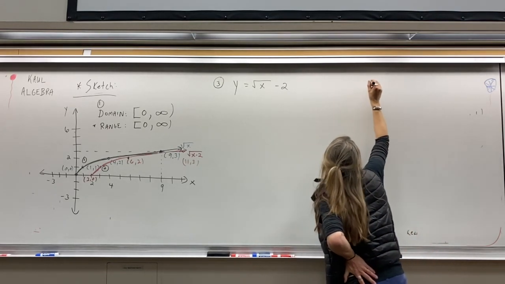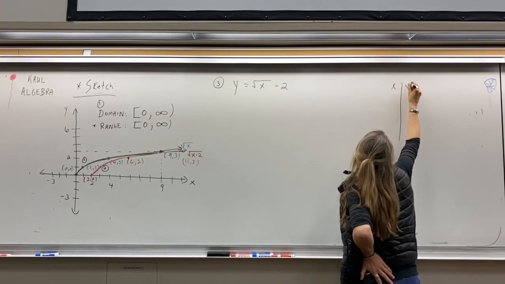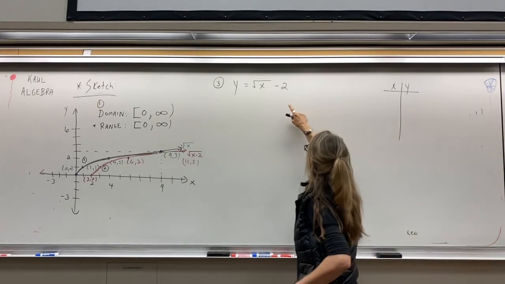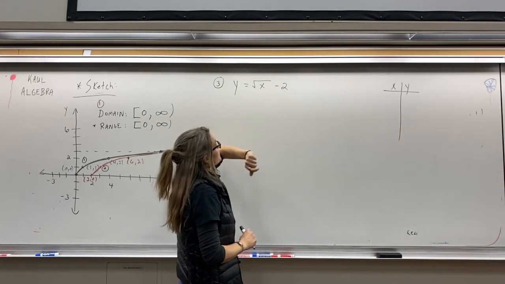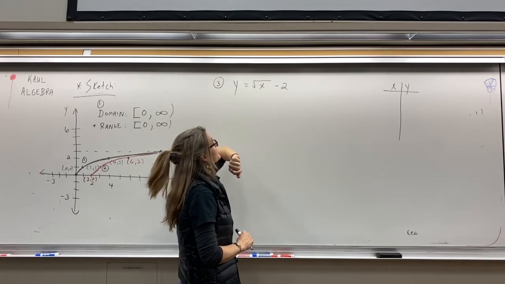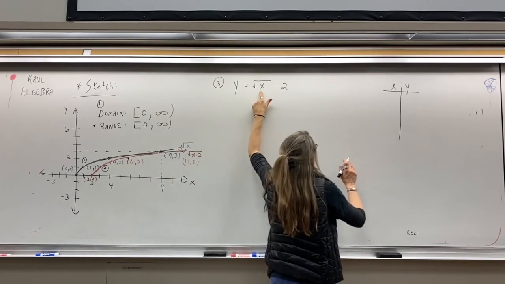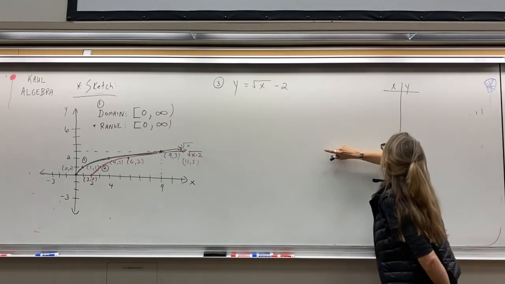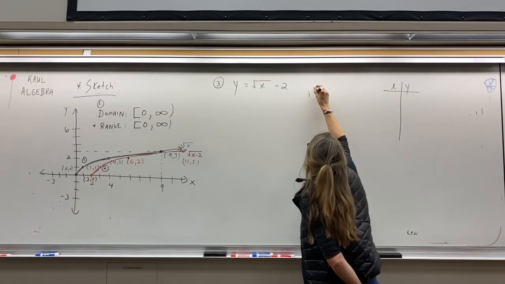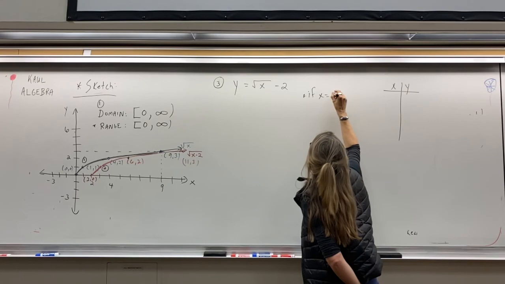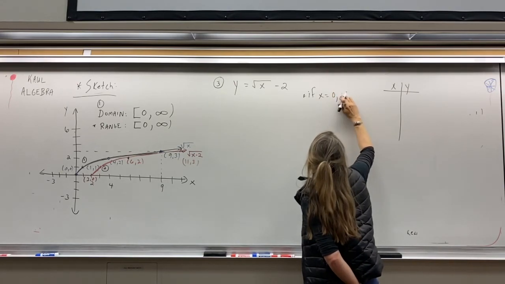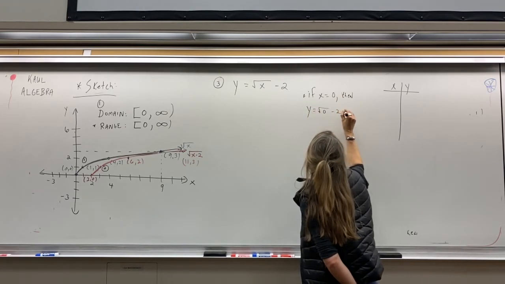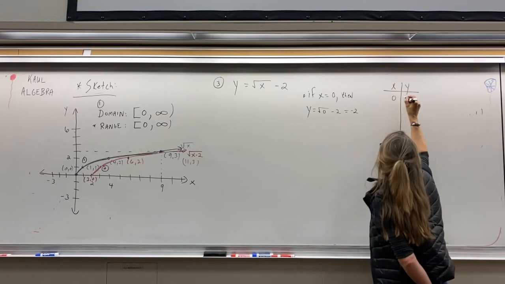My x, y table here. It's going to correlate to my inputs and my outputs, all the points that exist for this equation of this graph. So I want to pick numbers for x, in this case, that are just perfect squares again. And then I just subtract 2 from those outputs. So if x is 0, then my y will equal the square root of 0 minus 2, which equals minus 2. So I have 0, minus 2.